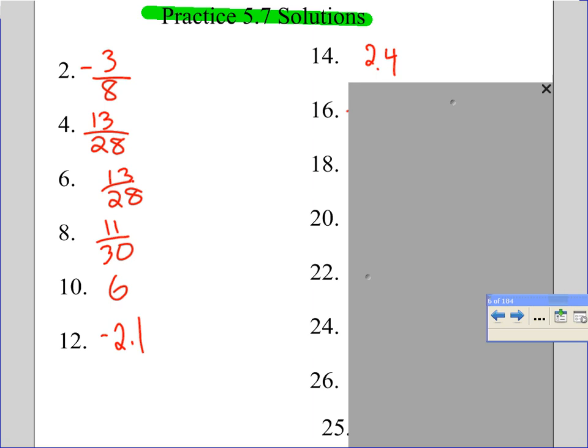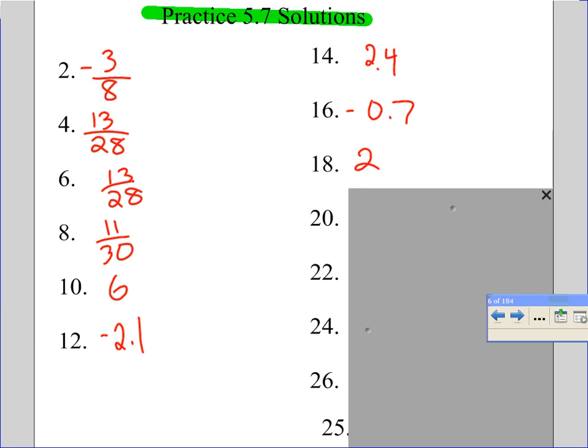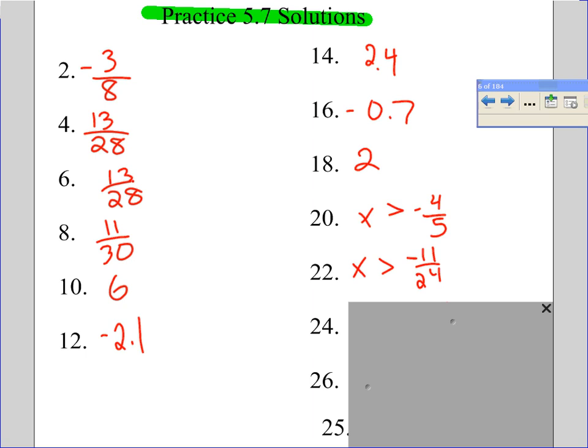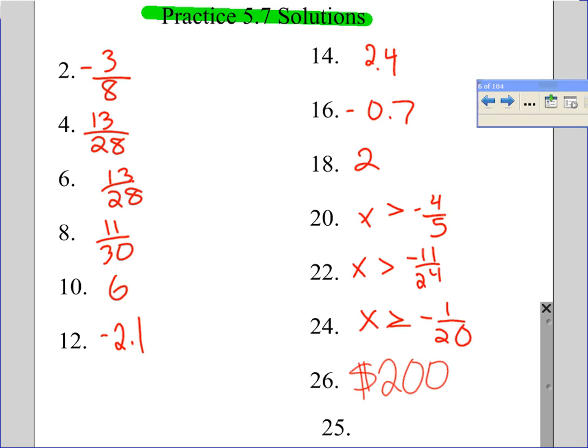Alyssa? Good, -0.7. Number 18, Emma M. Good, 2. Adam, number 20. Good, x is greater than -4/5. 22, Mary. Good. X is greater than -11/24. 24, Matt. Good job. Justin, 25. Awesome. 26, Doug. Just $200.